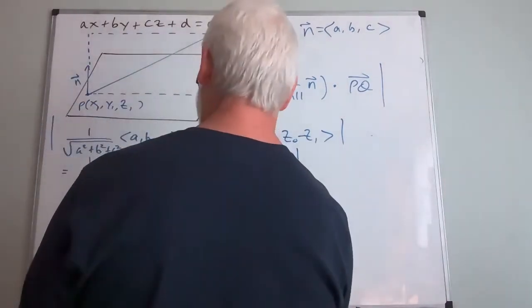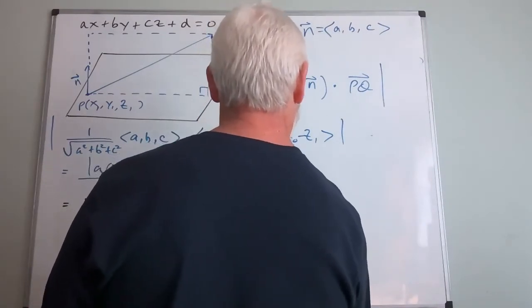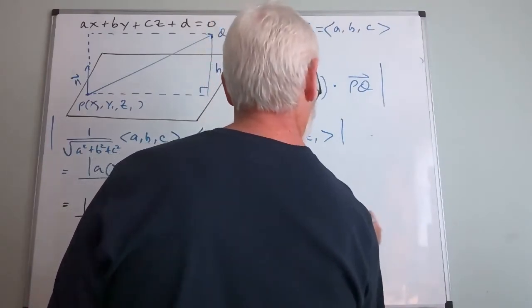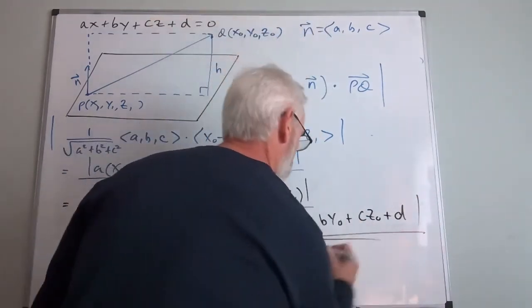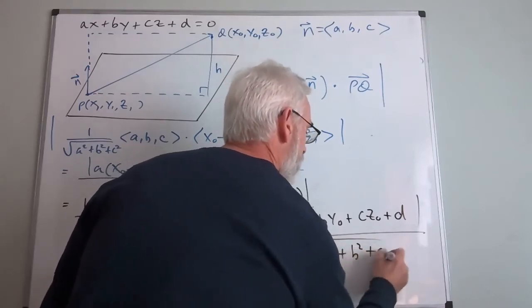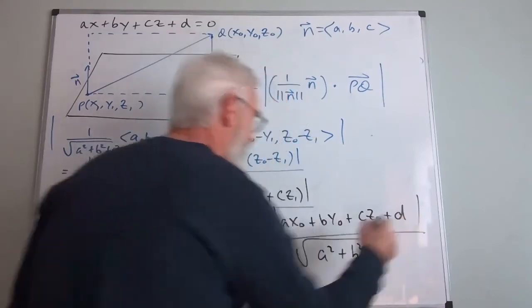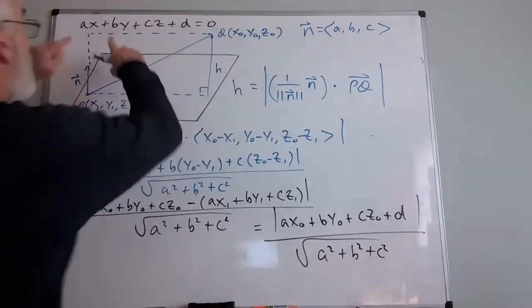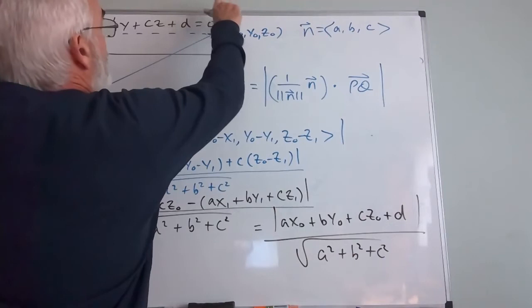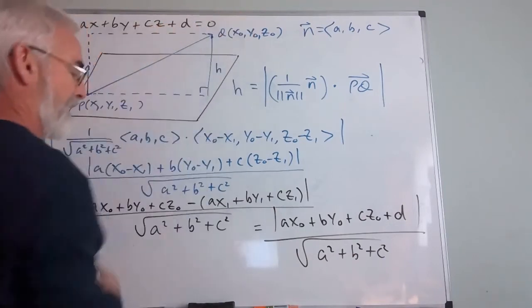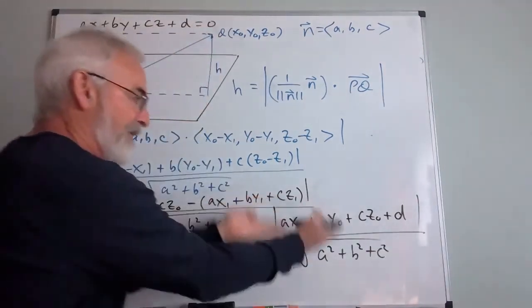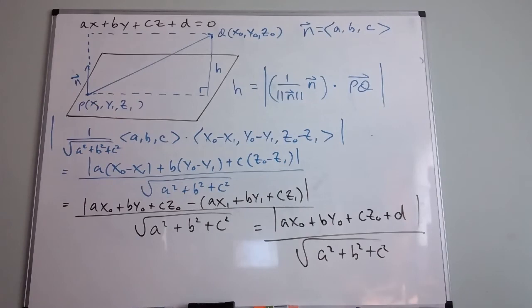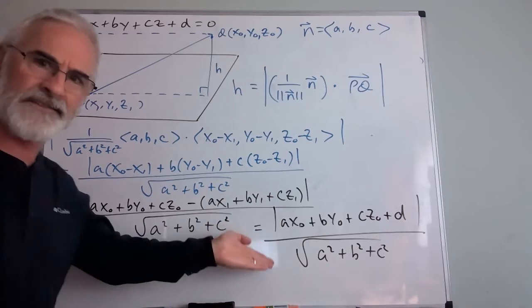So after all of that, this is going to simplify to ax naught plus by naught plus cz naught plus d. You notice it's plus d, and the reason it's plus d is because if I throw the d on the other side, this quantity equals negative d, but it's minus this quantity. This equation right here, remember, you're given x naught, y naught, z naught, and you're given the equation of the plane. This is just plug and chug.